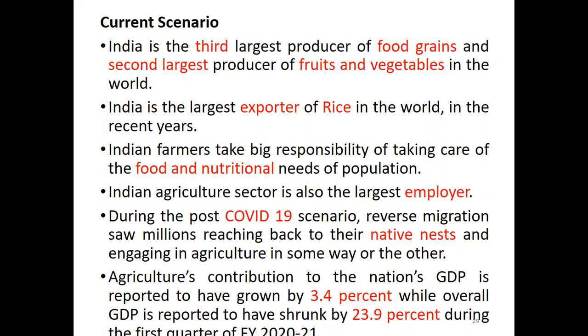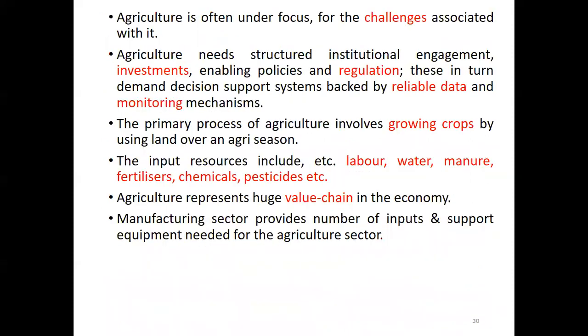So agriculture's contribution to the nation's GDP is reported to have grown only 3 to 4%, or 3.4%. Overall GDP of India is 23.9, but in this total GDP, the share of the agricultural sector is only 3 to 4%, which is very negligible and very small.